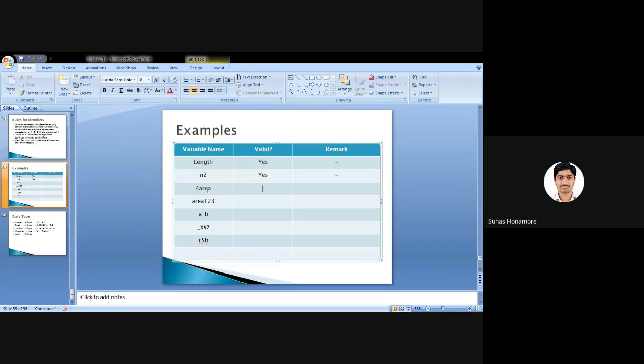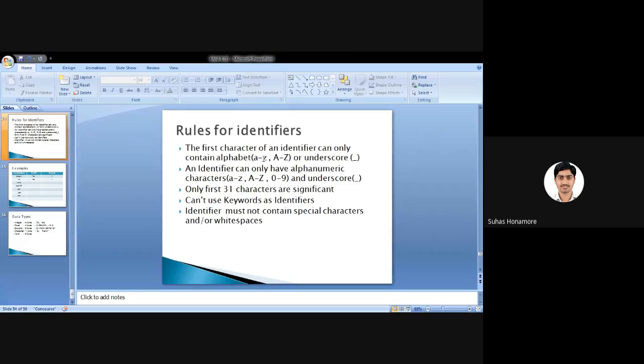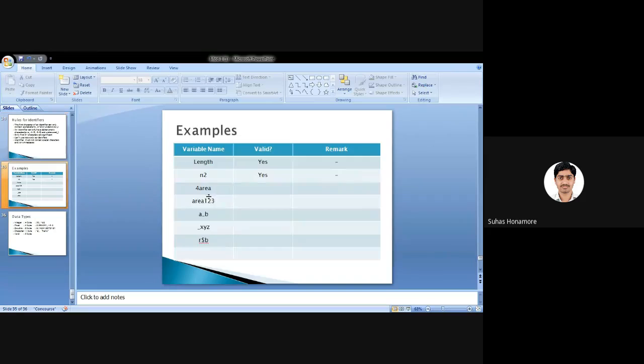What about 4area? Invalid, sir, because a digit is the starting character. Correct, invalid. The first letter should be an underscore or alphabet, but the starting itself is a digit. So the reason is the first letter. The first character is a number, so that's why it's invalid.